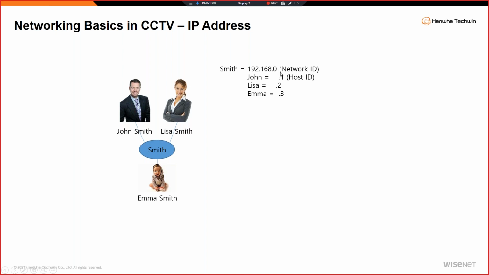It's not always the third digit. I will tell you in the next slide how we can change the network ID. But right now for this IP address, 192.168.0 is the network ID, that is Smith, and each of them you can address it. How do you know under the Smith family who's who? John is dot one, Lisa's dot two, Emma's dot three.